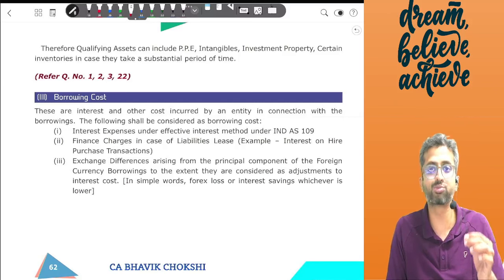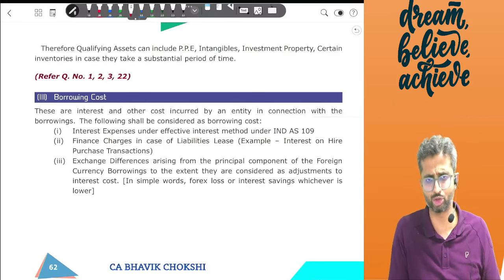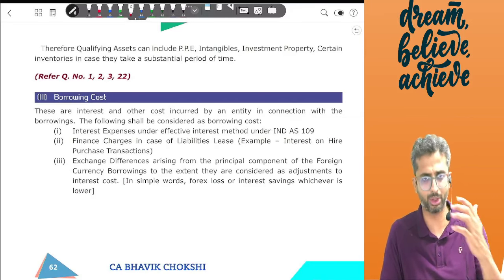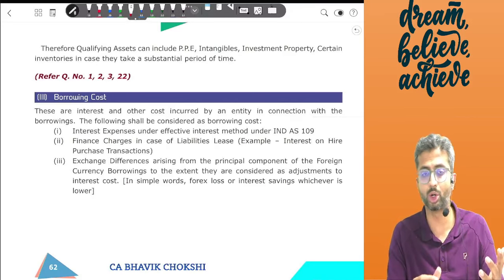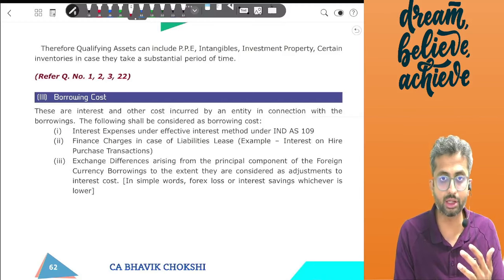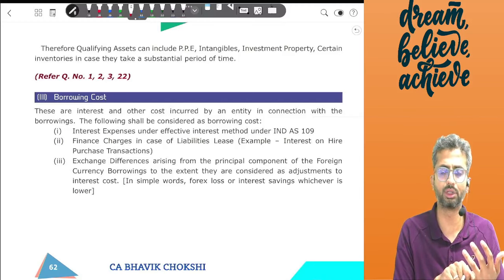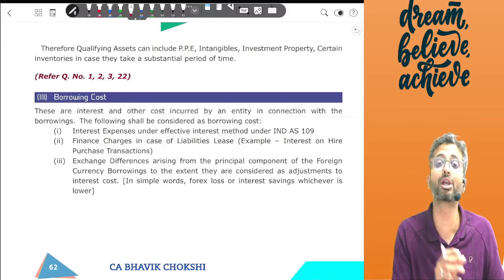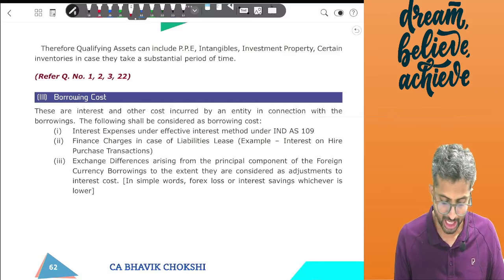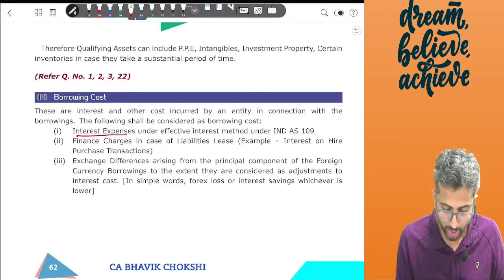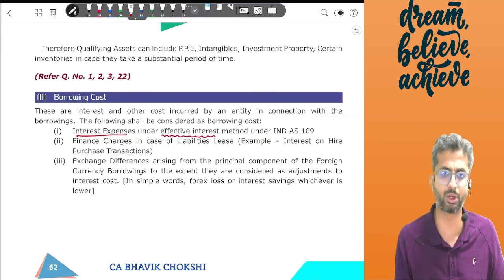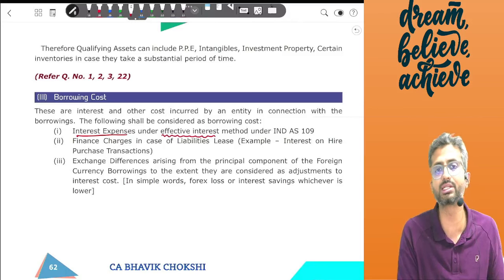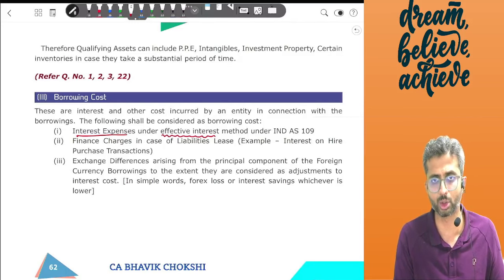Now, as per Ind AS 109, your favorite financial instrument standard, if you have studied 109, costs like discount charges or processing fees are all included in a number called the effective interest rate, or EIR. As a result, the interest expense which is recorded using the effective interest method as per 109 will include the effect of all of these charges, and hence this will be treated within the larger heading of borrowing cost.